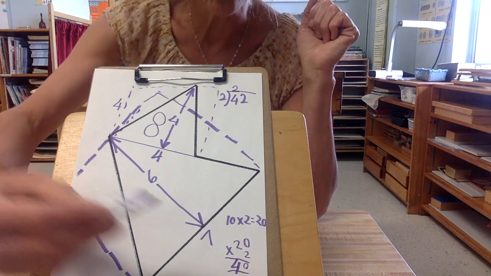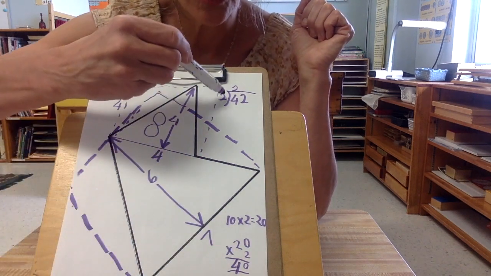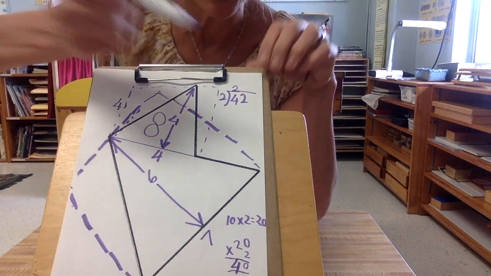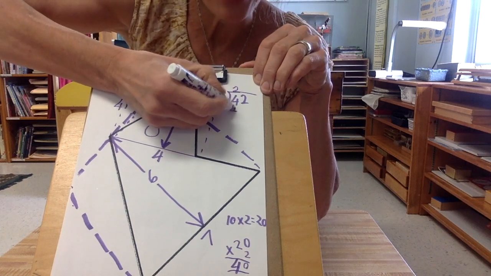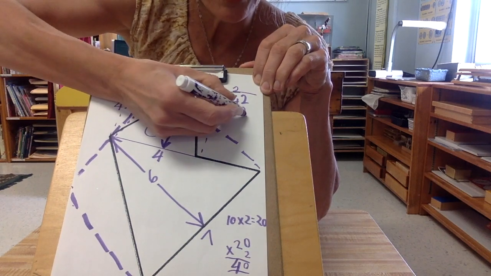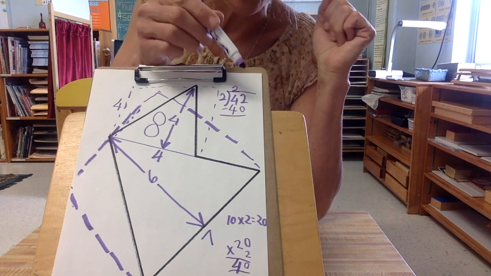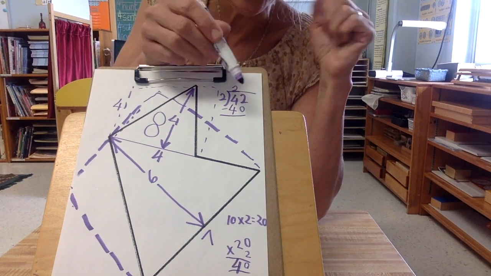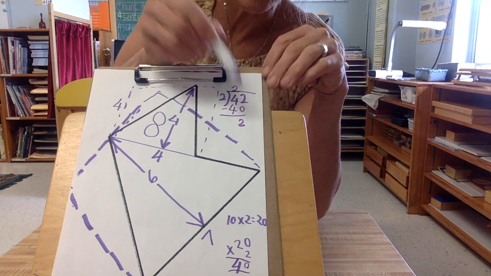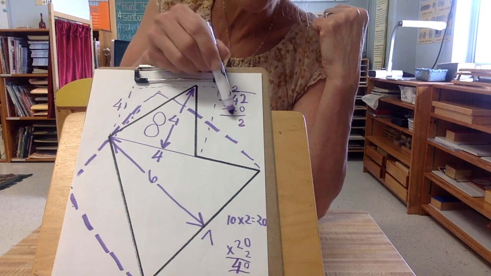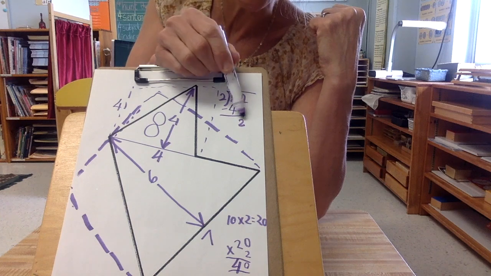And then you need to write what 2 tens of 2 is. It's 40. And subtract that from your dividend. Starting with units, 2 take away 0 is 2. 4 take away 4 is nothing. So all you have left is 2.